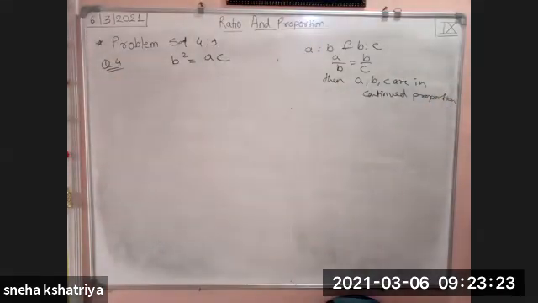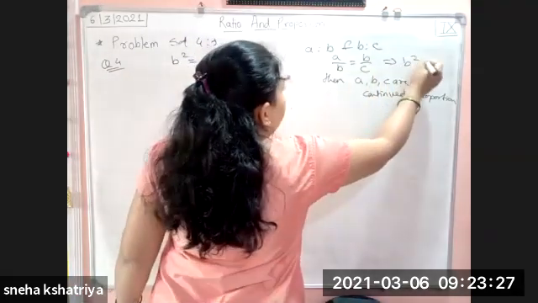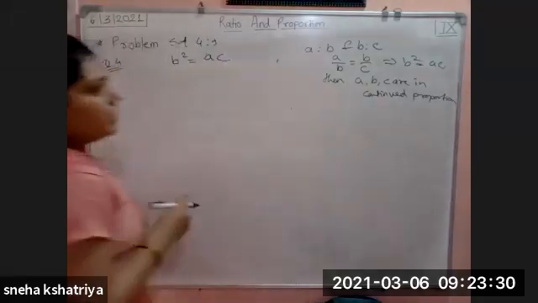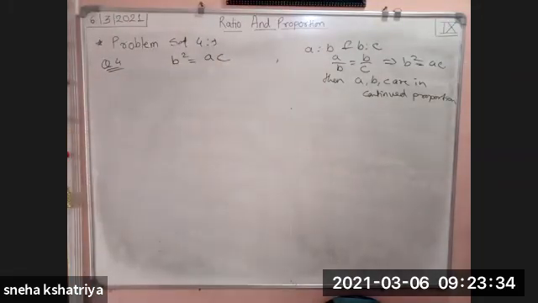Okay. Now we have to satisfy this condition. A upon B equals B upon C means what? This is B square is equal to AC. If we satisfy B square is equal to AC, then we can say that the given three numbers are in continued proportion. So first example we will see here, it is 2, 4 and 8.